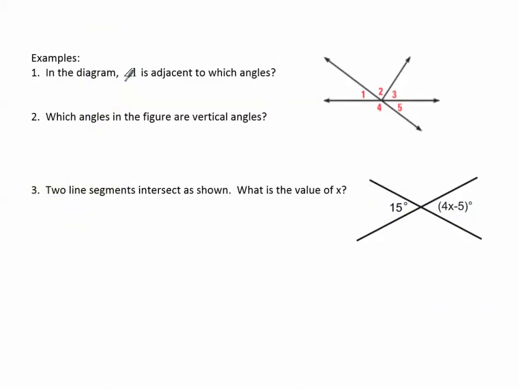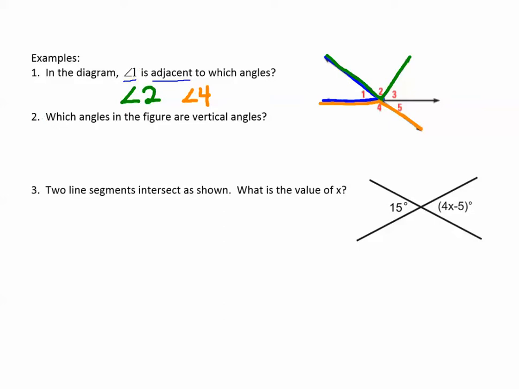Examples. In the diagram, angle 1 is adjacent to which angles? So let's trace the sides of angle 1. Here are the sides of angle 1. Which other angles share a side with angle 1? Angle 2. If I trace the sides, notice it shares a side and it shares the vertex. So angle 2 is adjacent to angle 1. But angle 1 has another side where there's another angle. Angle 4. If I trace the sides of angle 4, I see that it is also adjacent to angle 1, sharing a side and a vertex. Angle 4 is the other angle adjacent to angle 1.